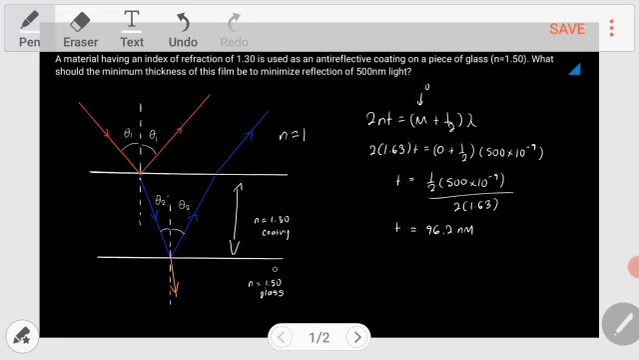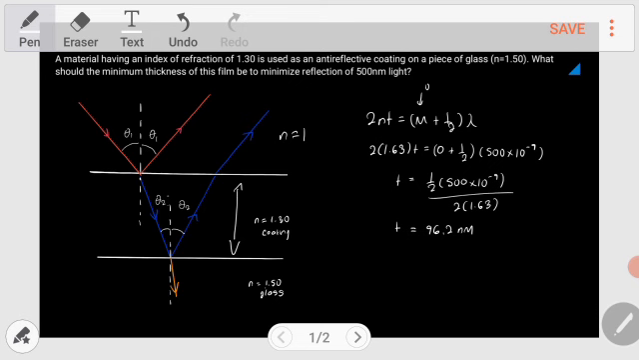Now notice that we did not use this n equals 1.5 in the formula, but it helps us a lot to determine whether the light is experiencing constructive or destructive interference.